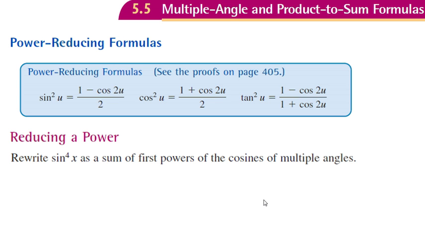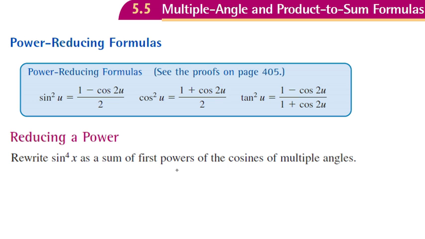Okay, so we have some new formulas, and they're called power reducing formulas because they take a power of 2. When you take sine squared, it reduces the power to just a power of 1. So this is the formula, and as you can see here, it no longer has a square. Cosine squared now becomes 1 plus cosine of 2u over 2, but as you can see, again, the square is gone. And that's just what this formula does, and it's useful in many cases.